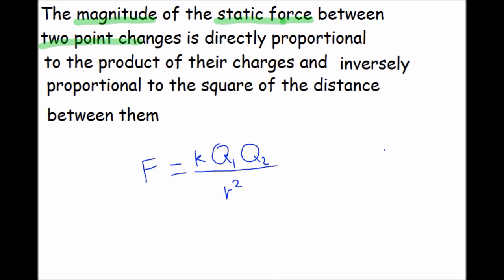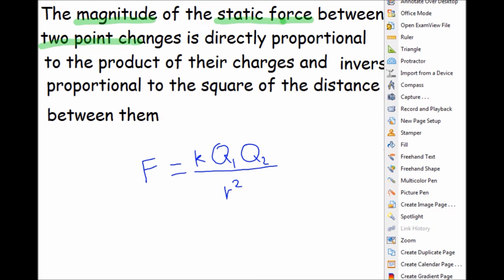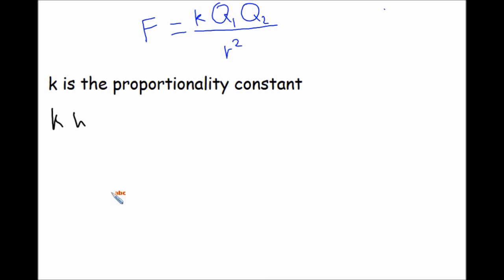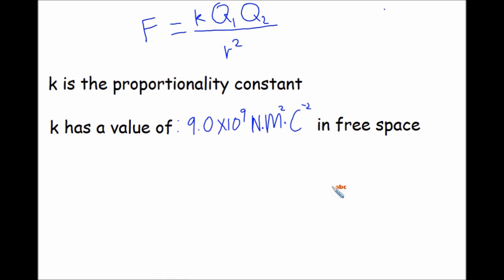And we say that K has a value of 9.0 times 10 to the power 9 newton meter squared per coulomb squared in free space.